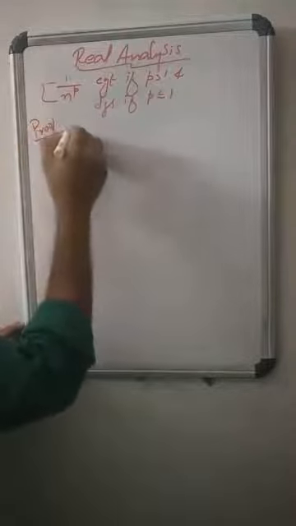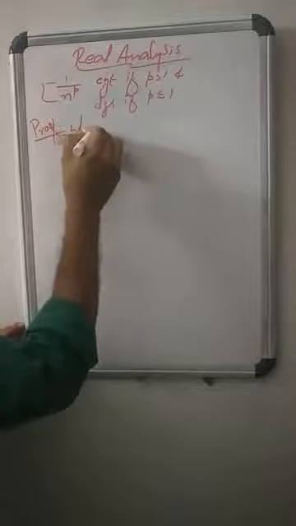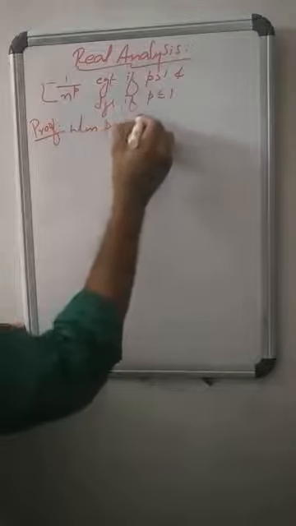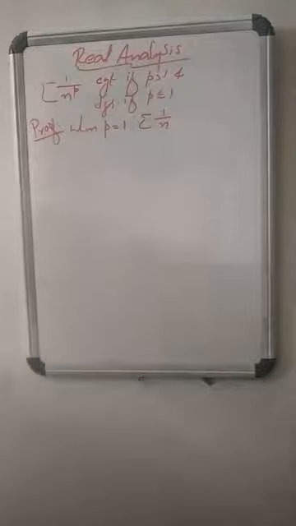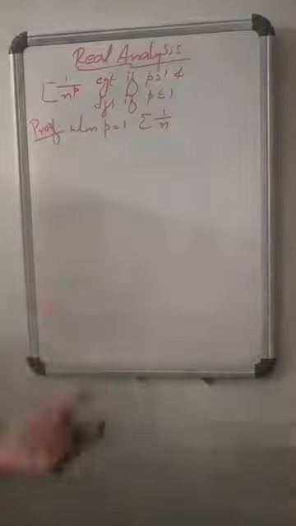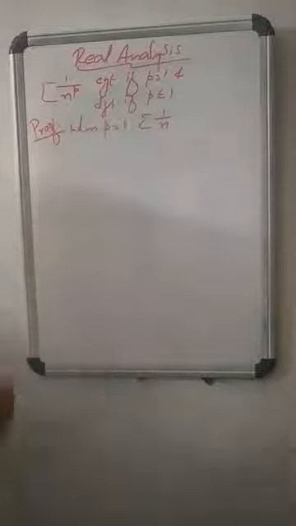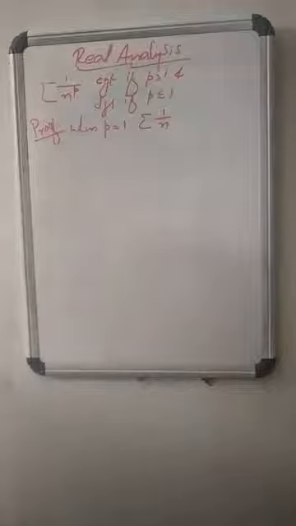Listen. When p equals 1, what happens? When p equals 1, the series sigma 1 by n power p reduces to sigma 1 by n. That's the harmonic series. We all know that the harmonic series is always divergent. Why? Because in the previous class we proved that sigma 1 by n is divergent.